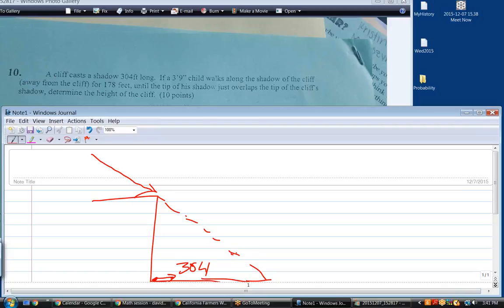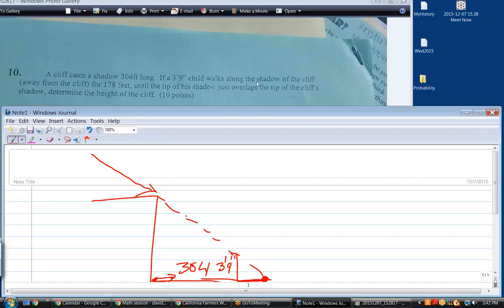So what they're saying is the boy's going to walk until the tip of his shadow is the same point as that. Okay? And this boy we know to be 3 feet 9 inches tall. So, what do we know about this big triangle and this little triangle? In other words, this is the little triangle. They're similar. Okay. So what ratios can you say have to exist?